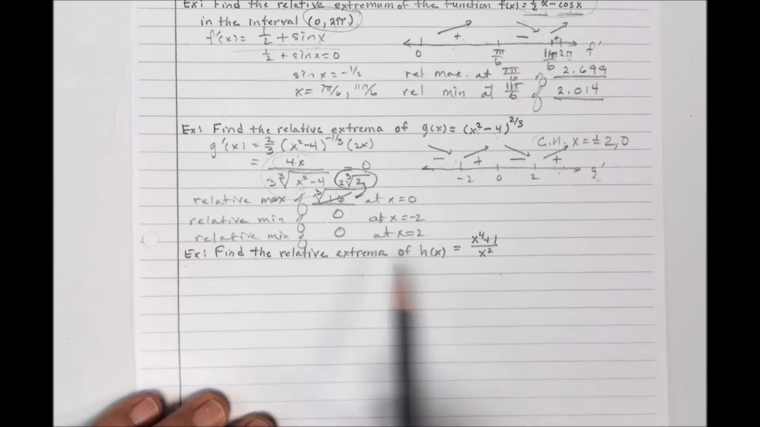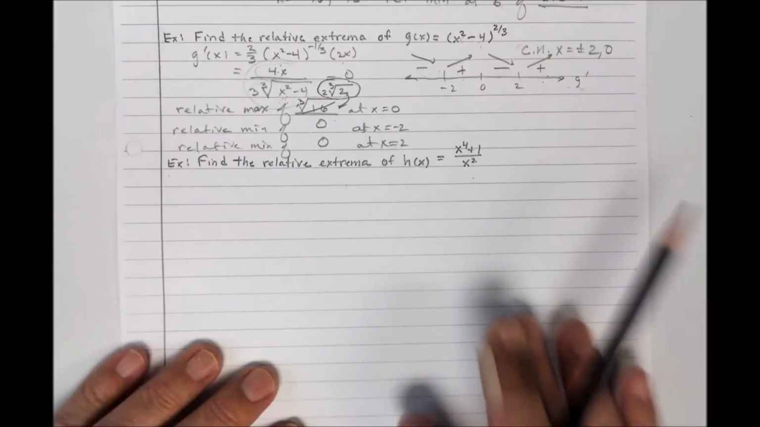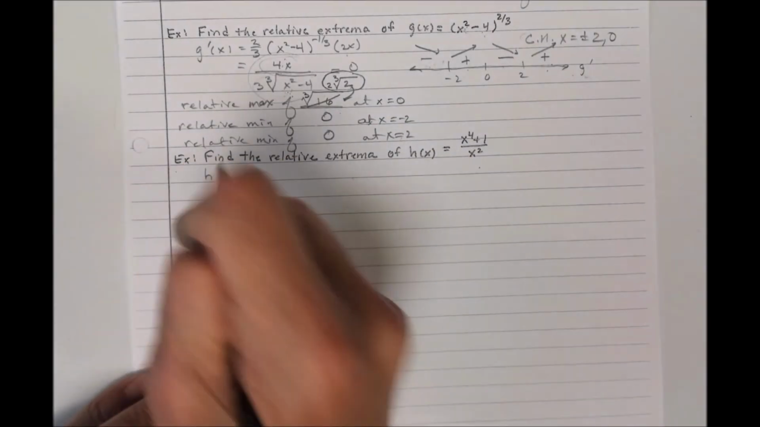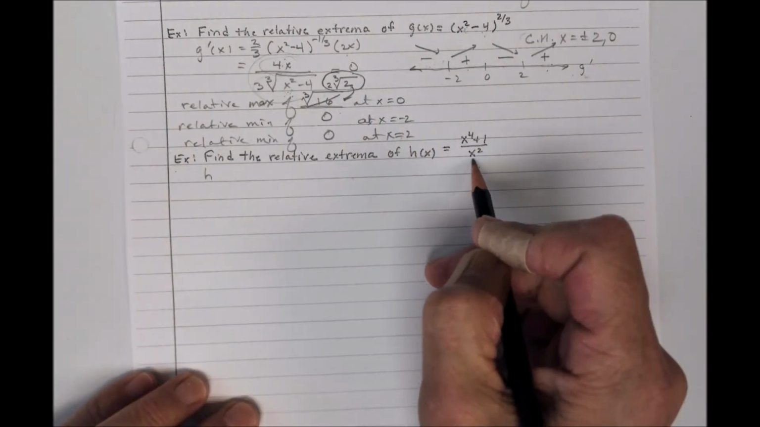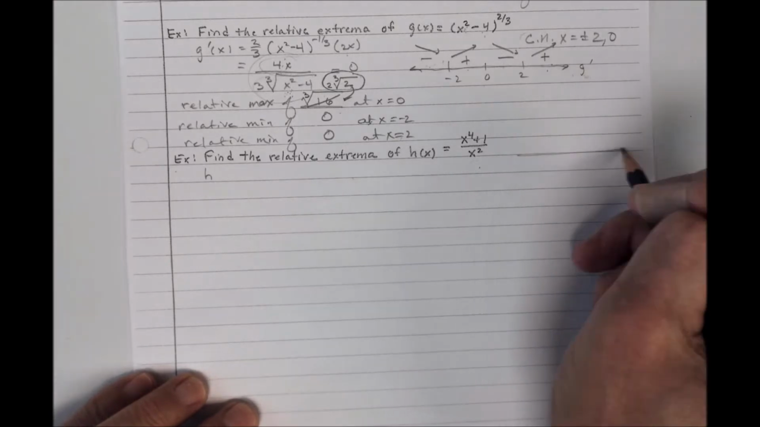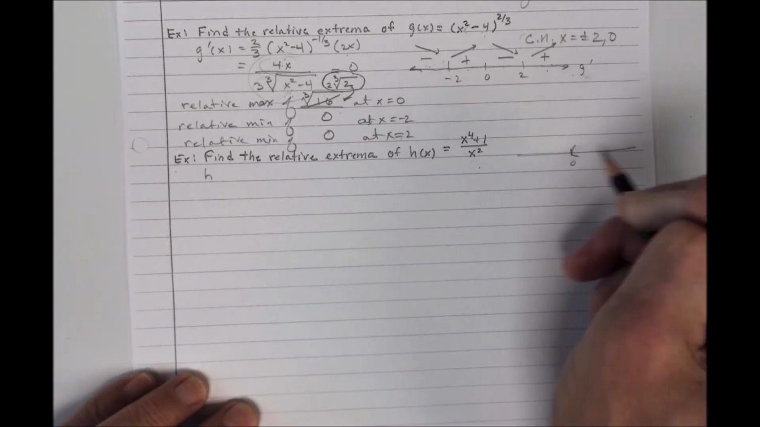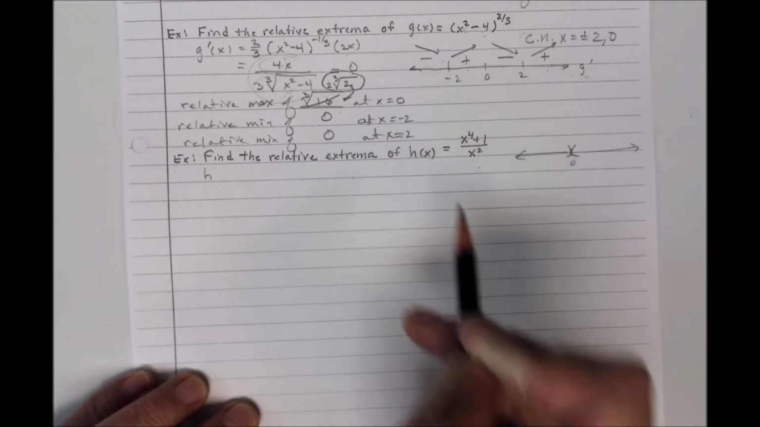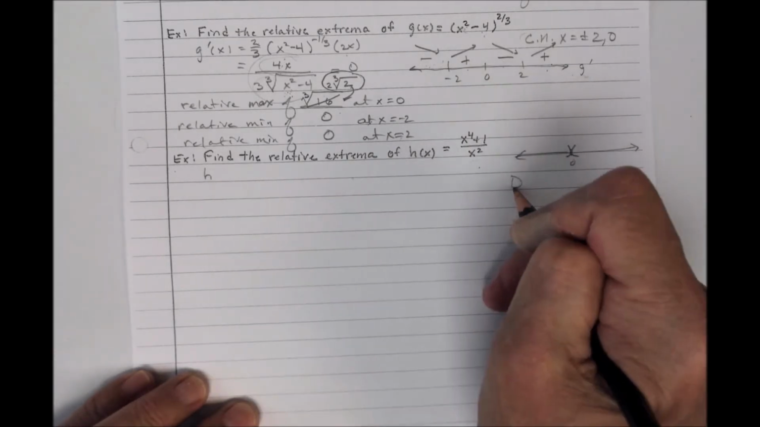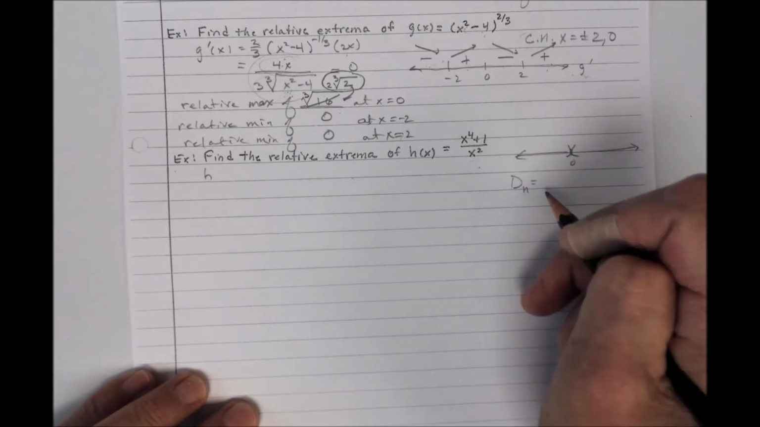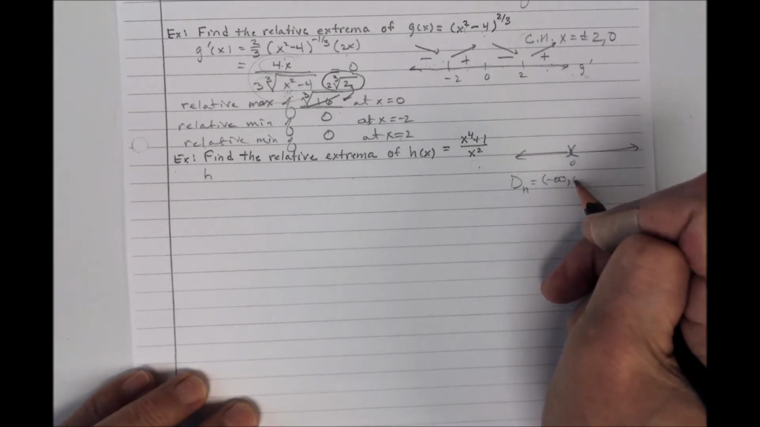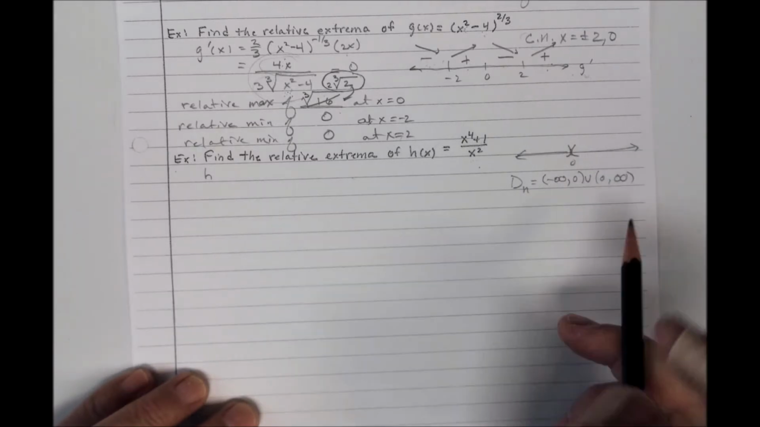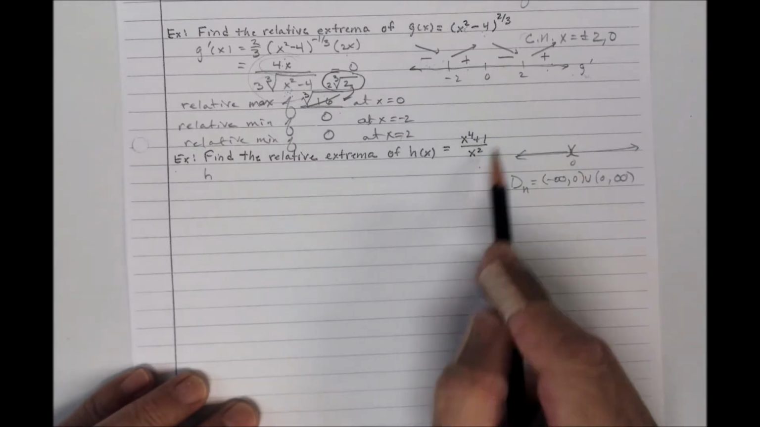Find the relative extrema of the function h of x equals x to the 4th plus 1 all over x squared. So let's take a derivative. Now notice here, it's undefined at 0. So the domain of h would be from negative infinity to 0 and from 0 to infinity. I have to remember that 0 is not part of my domain here.